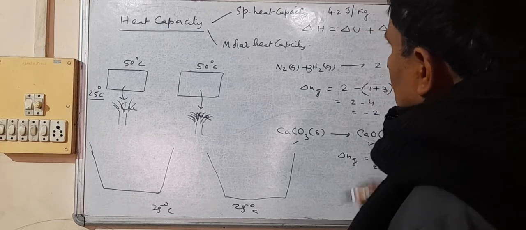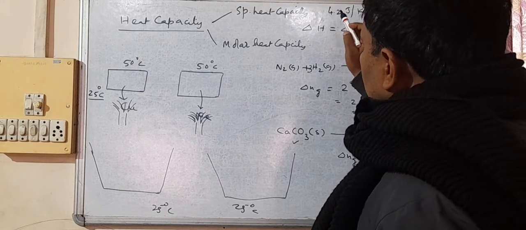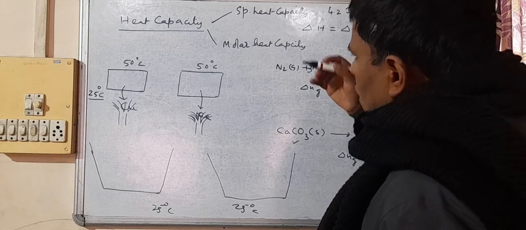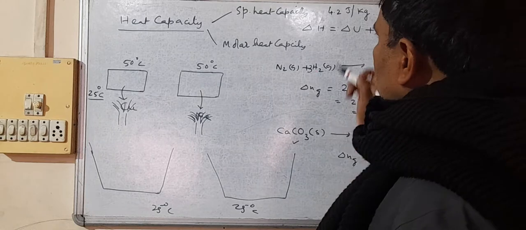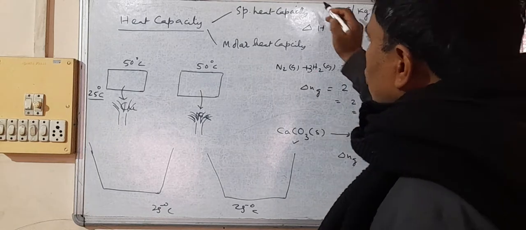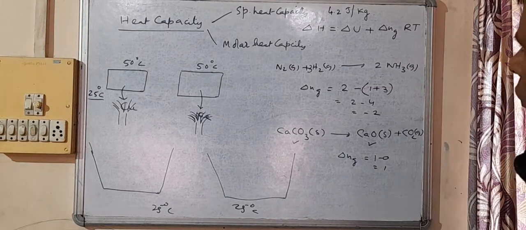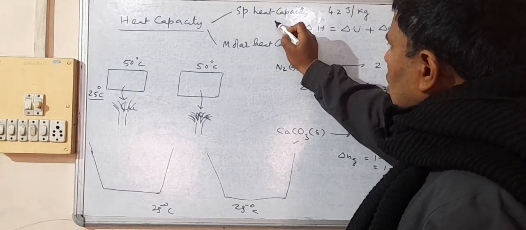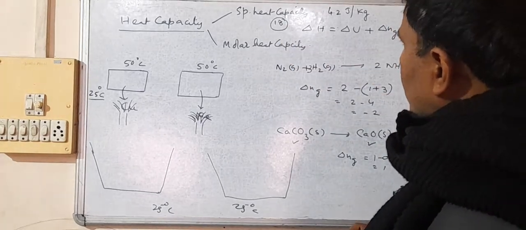That means if we have 1 kg of water, then to raise its temperature by 1 degree, we need to supply 4.2 joules of heat energy. So that's specific heat capacity, and suppose molecular mass of water is 18.